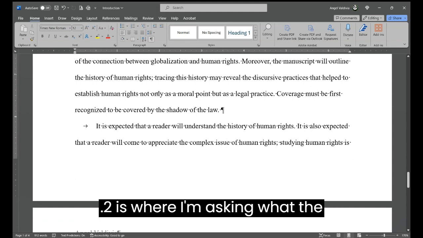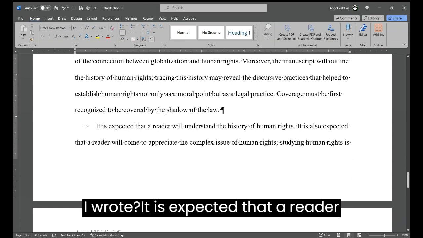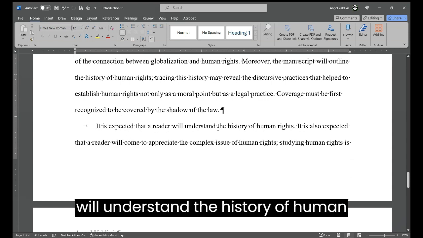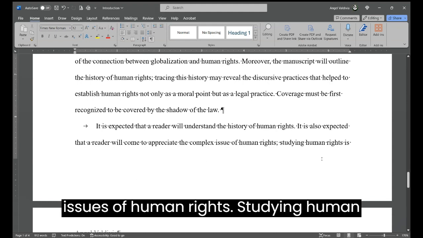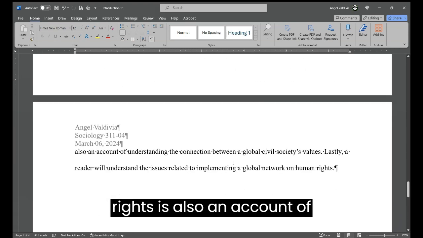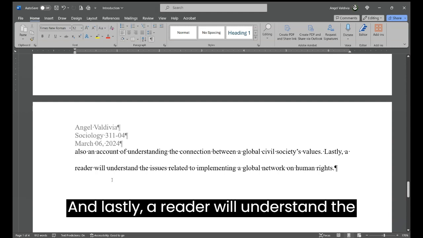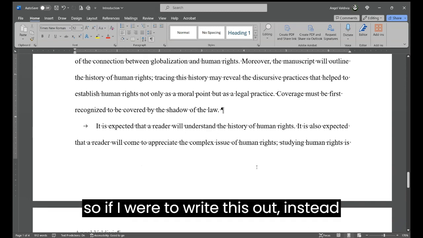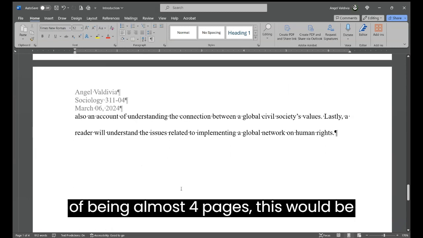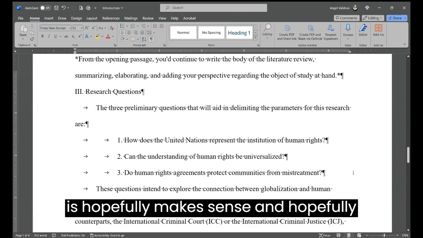And then for point 2, where I'm asking what the reader is going to learn, this is what I wrote. It is expected that a reader will understand the history of human rights. It is also expected that a reader will come to appreciate the complex issues of human rights. Studying human rights is also an account of understanding the connection between global civil society's values. And lastly, a reader will understand the issues related to implementing a global network of human rights. So if I were to write this out, instead of being almost 4 pages, this would be about 5 pages or so. Right. So hopefully this makes sense.